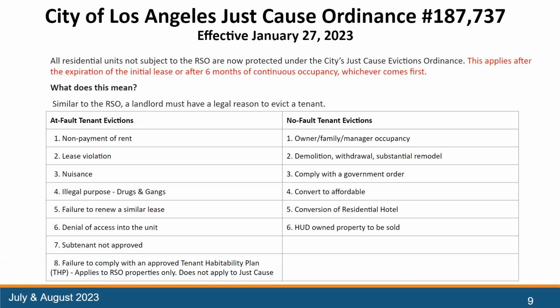No-fault tenant evictions under the Just Cause Ordinance are evictions for owner, family, manager occupancy, demolition or withdrawal of the rental unit from the housing market. However, substantial renovation does not apply to RSO units, only the Just Cause Ordinance. Others include to comply with a government order, to convert to affordable housing, conversion of a residential hotel, and a HUD-owned property to be sold.